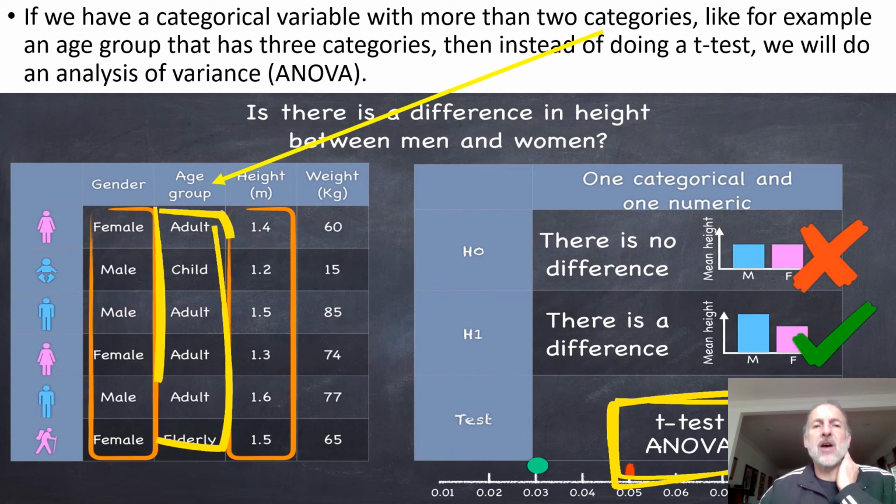If we have a categorical variable with more than 2 categories, like for example an age group that has 3 categories, look for example at my yellow arrow, and there you will see it, age group, and we can distinguish between adult, child and the elderly. So there we can see the 3 categories. Then instead of doing a t-test, we will do an analysis of variance, ANOVA.